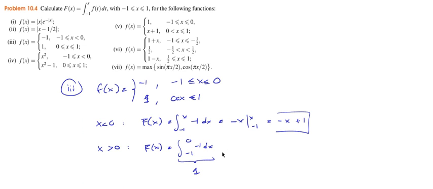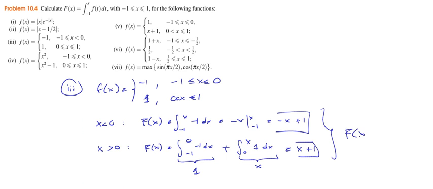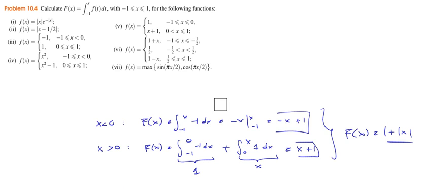and then, let's see, plus the primitive between 0 and x of 1, so this is just x. Okay, so this is x plus 1. So this is f. There's a compact way of writing it, which is 1 plus the absolute value of x, because if x is less than 0, this absolute value is minus x, and if x is more than 0, you get x.